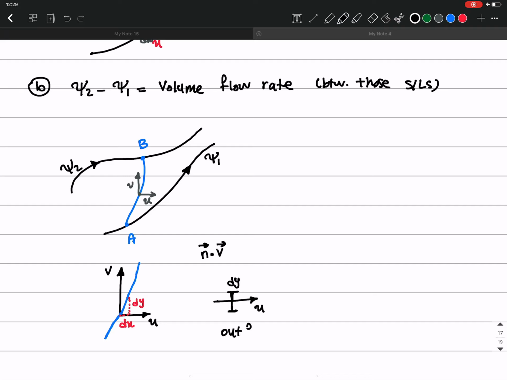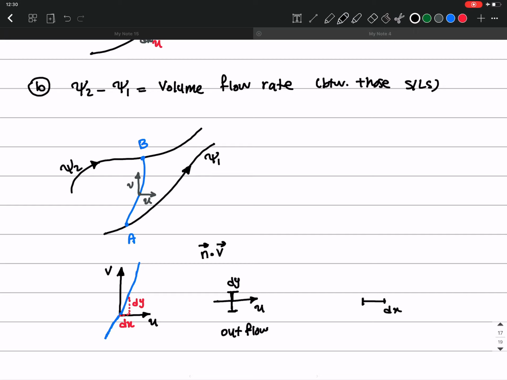And this is an outflow. Okay, so the way we do it, we just say n is in this direction because we want to see how much is crossing that. So this is kind of outflow going out of this AB, okay? And then the other one is dx. So let me plot that. So this is the x component.